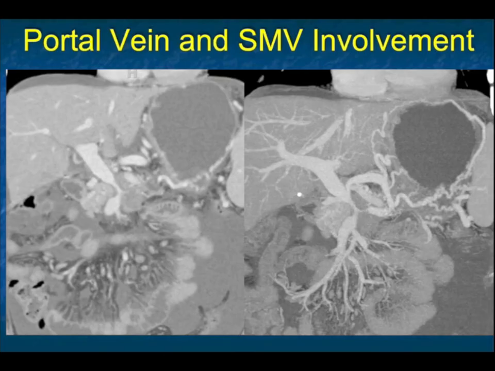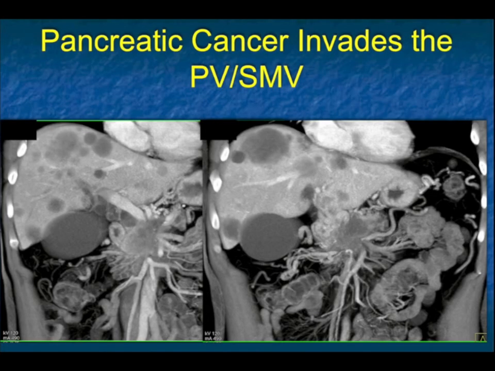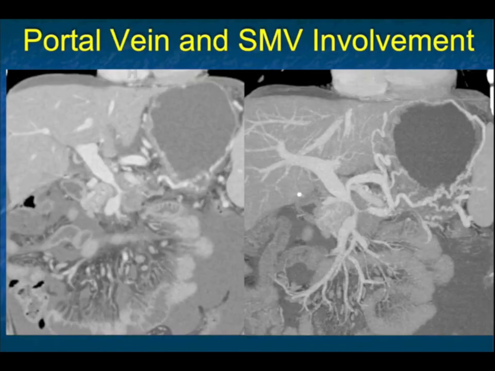And here's just a nice example of the portal vein being encased and the patient's tumor really involving the splenic vein, the SMV, the portal vein. Again, this patient will never be resectable. There's too much tumor infiltrating. There's collaterals. You see nodes into the mesentery.